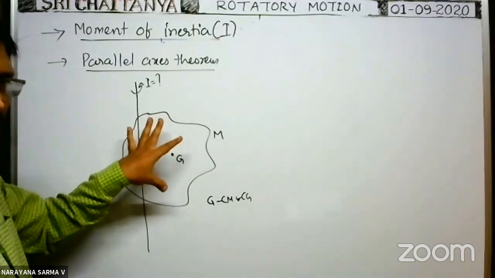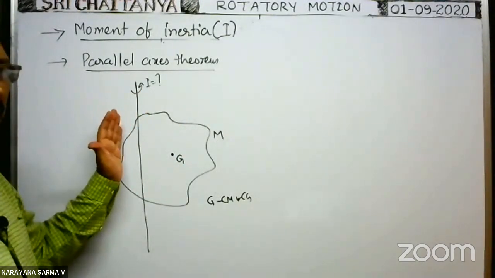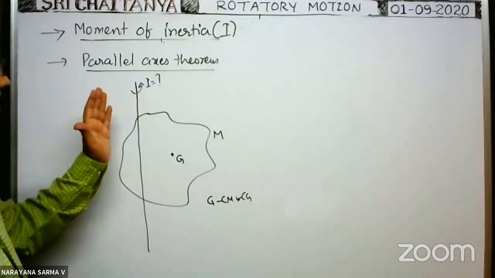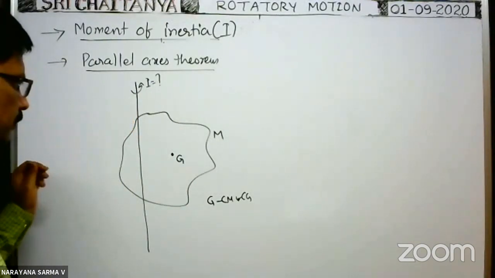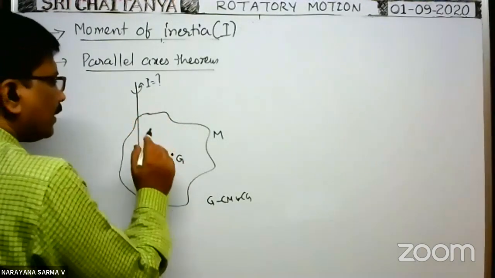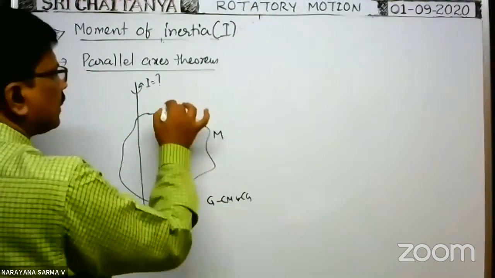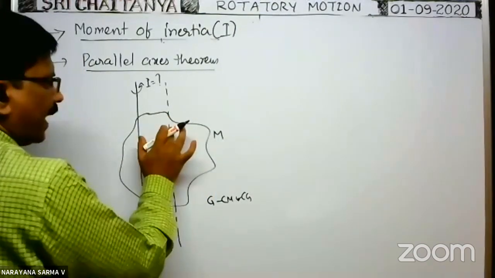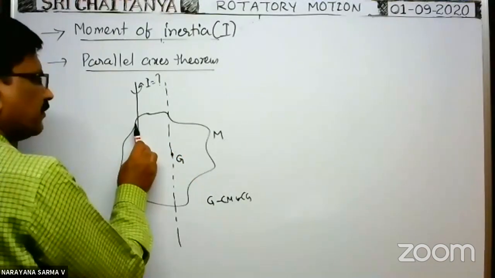It is a rigid body composed of so many particles. So about this axis, what is the moment of inertia of the rigid body? That is the question they asked. In order to find the moment of inertia of this rigid body about this axis, you consider a parallel axis which is parallel to the given axis and passing through the center of gravity or center of mass. This is the axis passing through the center of mass, but parallel to the given axis.